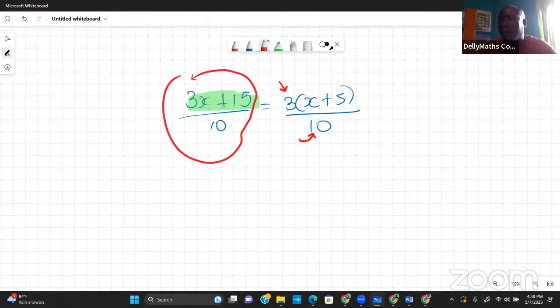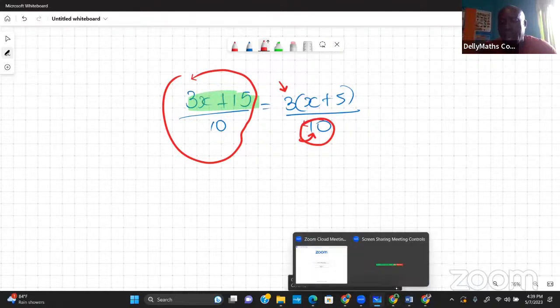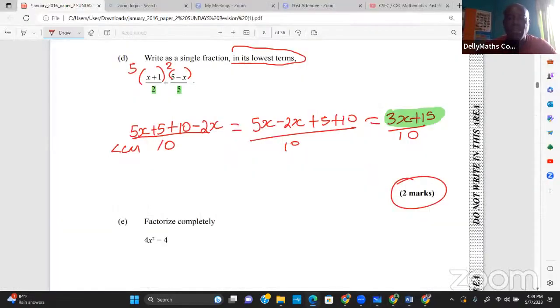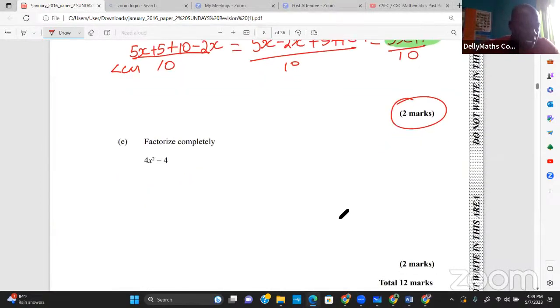But as you said, Jody, if this was a number divisible by 3, then it would have been a must that you had to do it. All right. But based on what we have, we're good. We're in good stance. So 2 marks, 3x plus 15 over 10 is good.